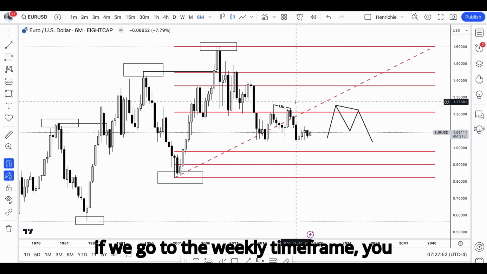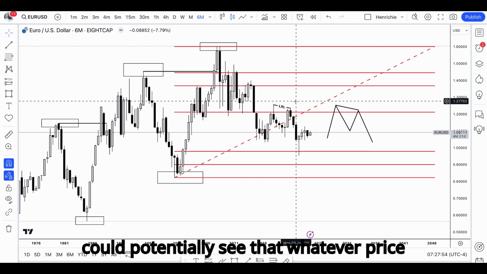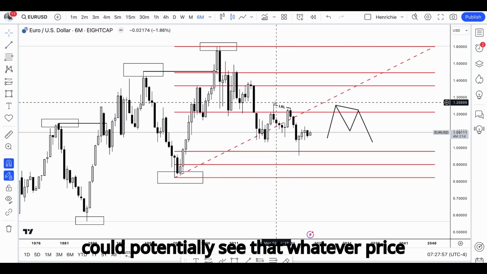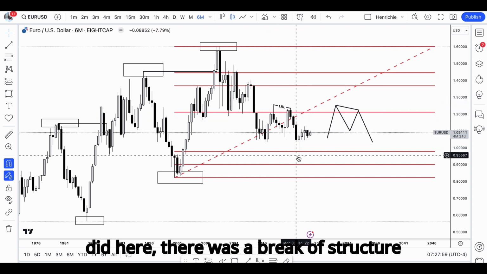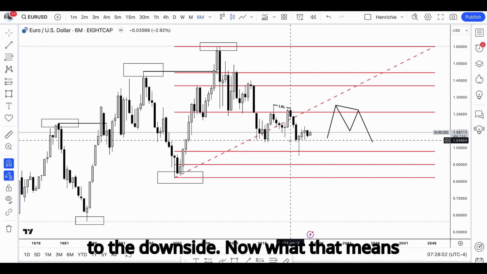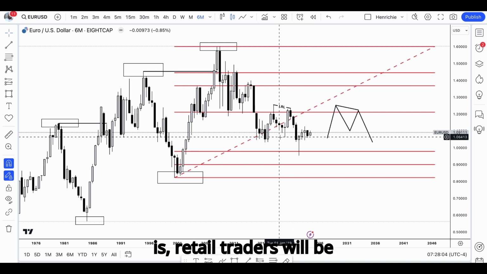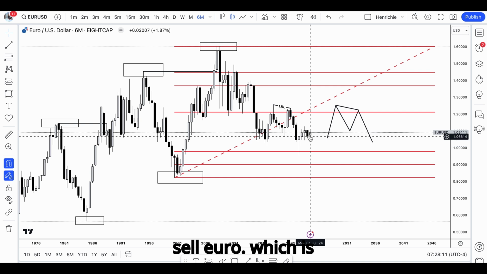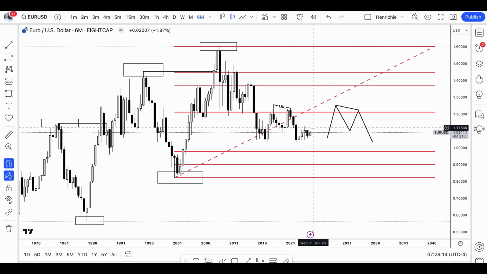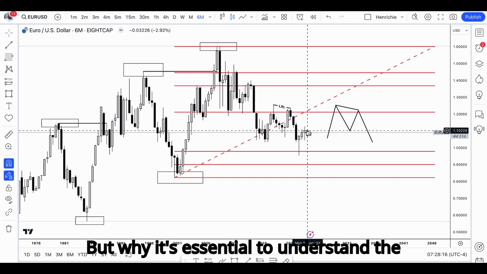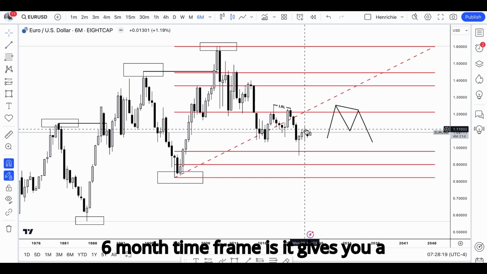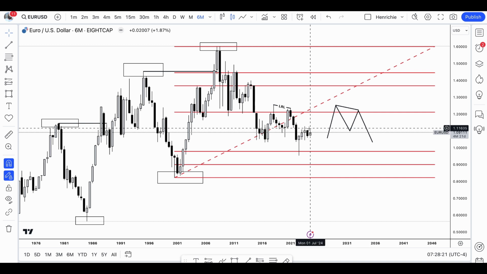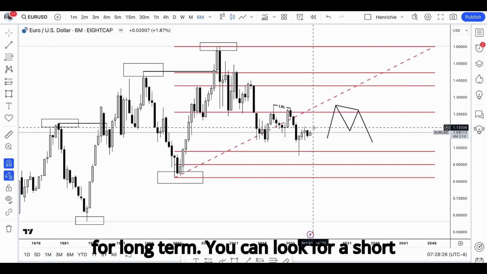Now, if we go to the weekly time frame, you could potentially see that whatever price did here, there was a break of structure to the downside. What that means is retail traders will be looking for opportunity to sell euro, which is understandable. But why it's essential to understand the 6 month time frame is it gives you a better perspective to not look for those sells for long term.